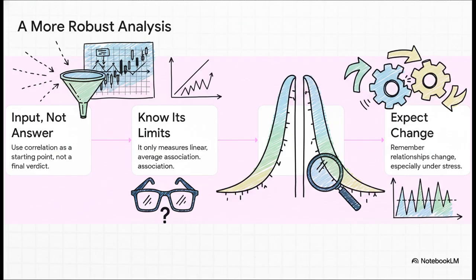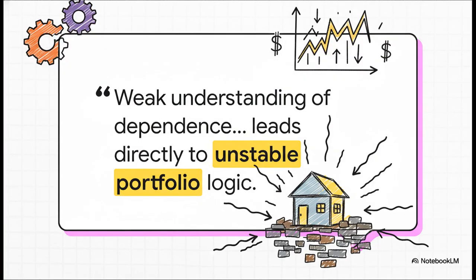Always acknowledge its limits. It's blind to anything that isn't a straight line. You have to look at the full distribution to understand that tail risk. And you have to burn this into your mind. Relationships change, especially when the market is under stress. This quote from our source material just sums it up perfectly. If you don't really grasp these deeper ideas about dependence and about how markets truly distribute their returns, then the very logic your entire portfolio is built on becomes unstable. You're essentially building a house on shaky ground.